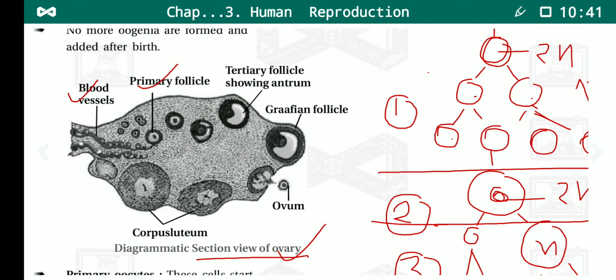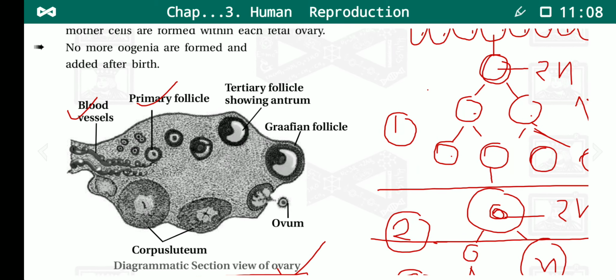Now you see here, at the time of puberty, at the adult mature stage, one cell is surrounded by other cells, so they form a primary follicle. This structure is the primary follicle. The primary follicle consists of a single big cell in the center, and outside is a layer, and this primary follicle converts into the secondary follicle.